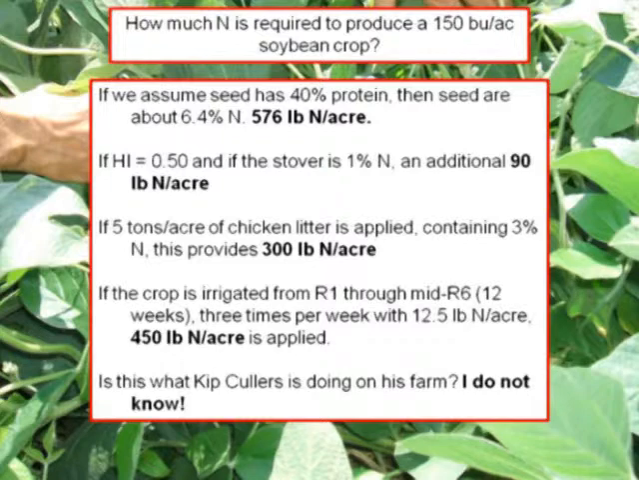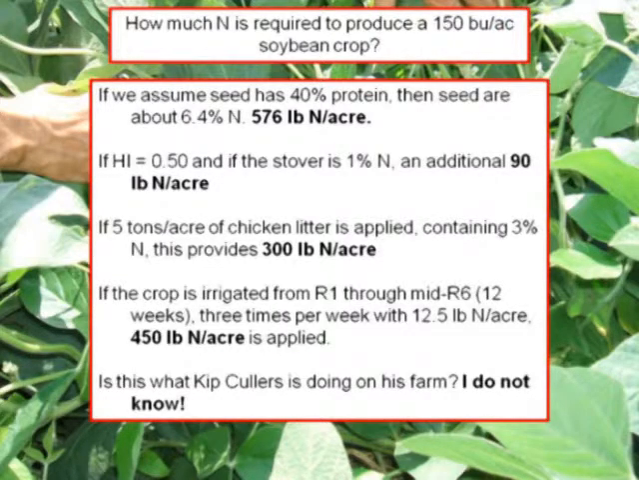And we can just run through some numbers real quickly. If we say the soybean seed has about 40% protein, that's about 6.4% nitrogen. That means that the seed has 575 pounds of nitrogen in it. If we say the stover's 1% nitrogen, we can add about 90 to 100 pounds more nitrogen in the stover.